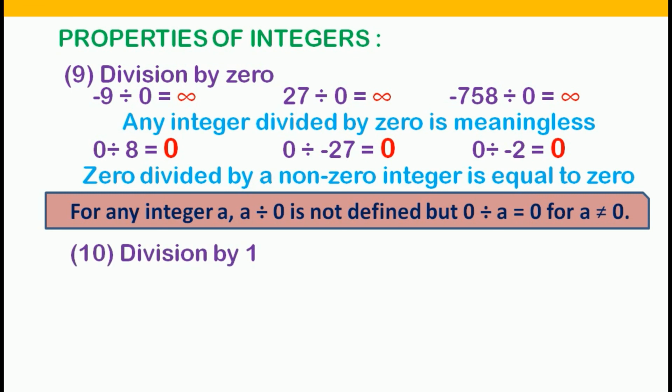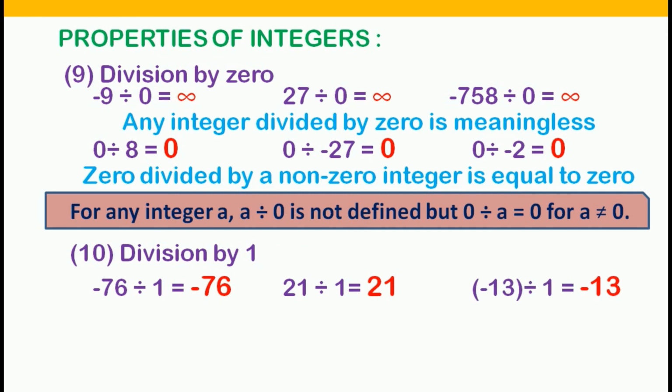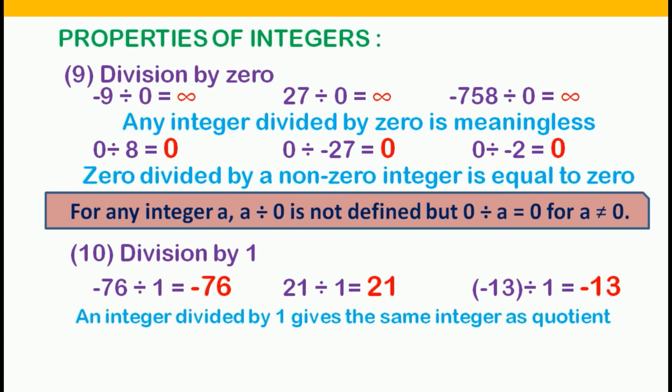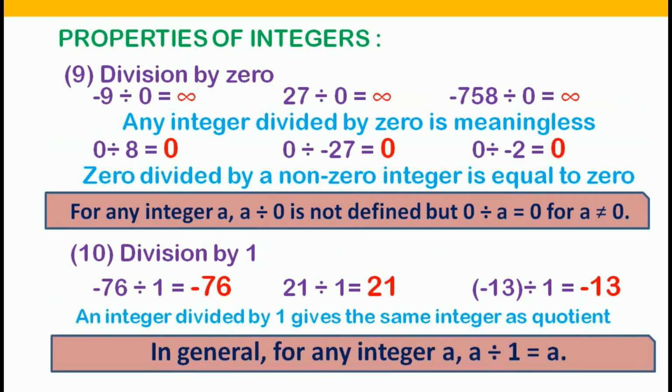Now, the last property, division by 1. When we divide any integer by 1, the result is the same integer. Minus 76 divided by 1 is equal to minus 76. 21 divided by 1 is equal to 21. Minus 13 divided by 1 is equal to minus 13. An integer divided by 1 gives the same integer as quotient. So in general, for any integer a, a divided by 1 is equal to a.